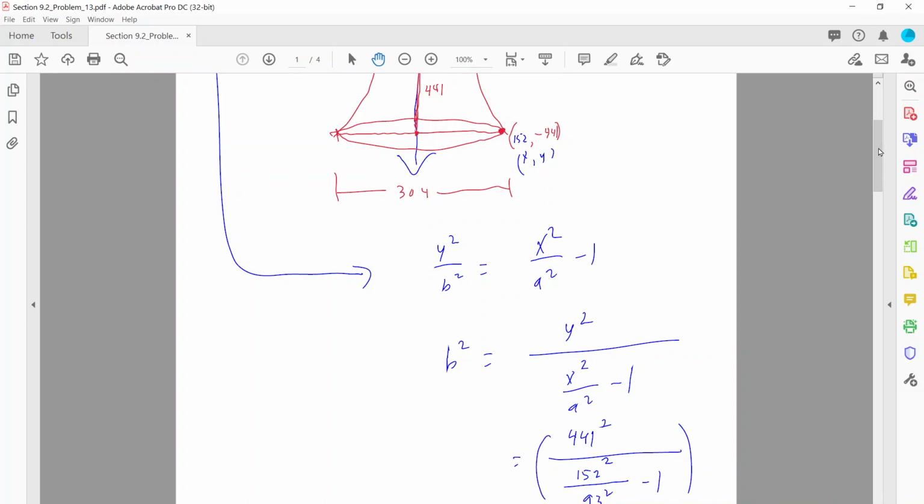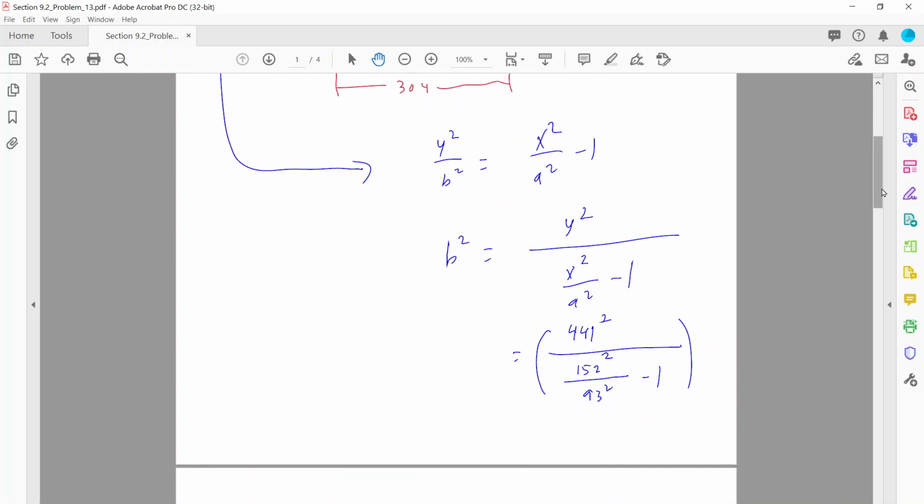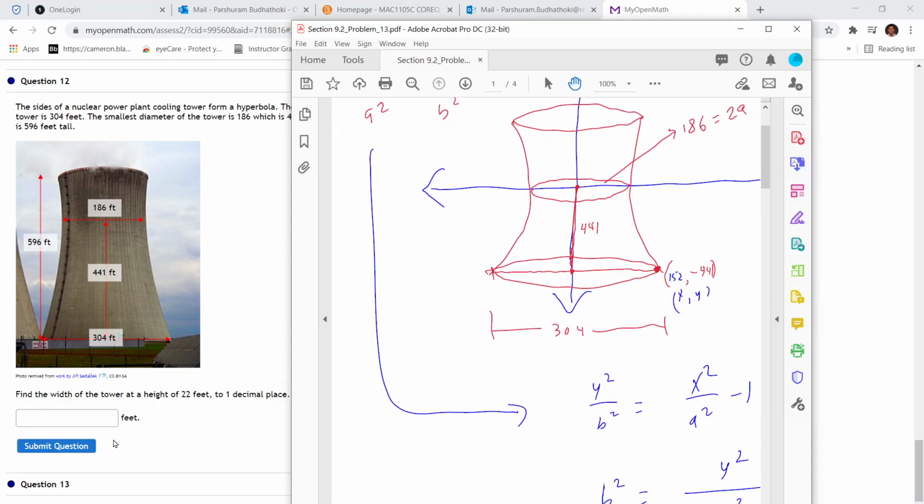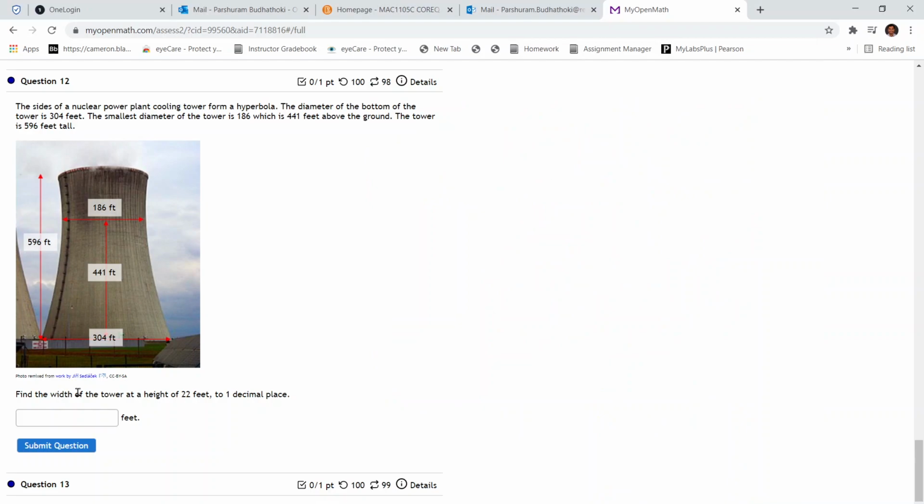So that's the value of b square. If you try to find out the b, you just have to find out the square root of this number. Okay, so that's b. Now in this problem we need to find the width of the tower at a height of 22 feet to 1 decimal place.